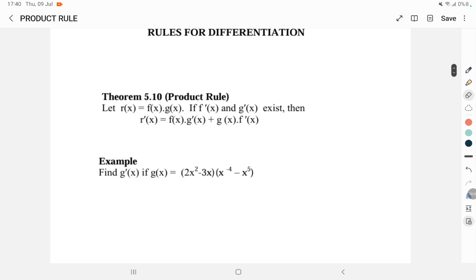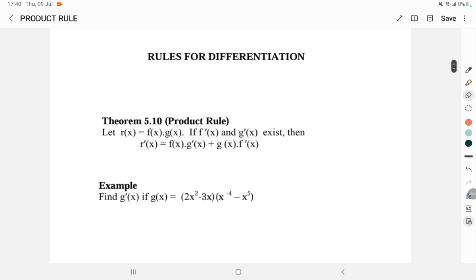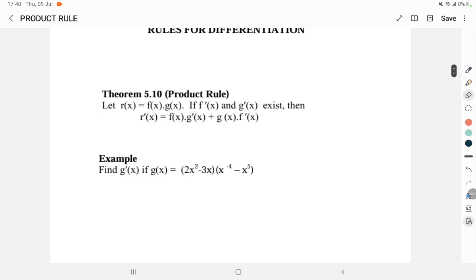Let's just say let r of x, which is a function, be equal to f of x multiplied by g of x. So if you check here, r of x is equal to two functions that are multiplying each other. So we have to find the derivative of r of x using the product rule.